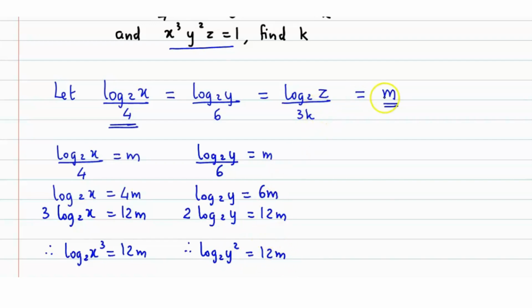अब तीसरा रेशो लेते हैं, log z to the base 2 upon 3k equal to m. So ये इधर लेफ्ट जो टर्म है अपॉन वाला यहाँ मल्टीप्लाई कर देते हैं राइट में. So we have log of z to the base 2 is equal to 3km. अब यहाँ z का पावर है 1, तो किसी भी फैक्टर से मल्टीप्लाई करने की ज़रूरत नहीं है.